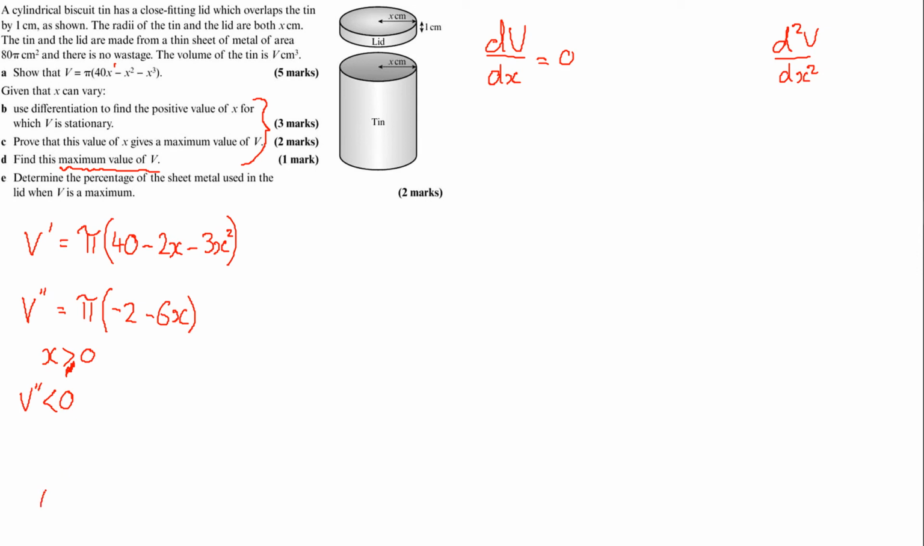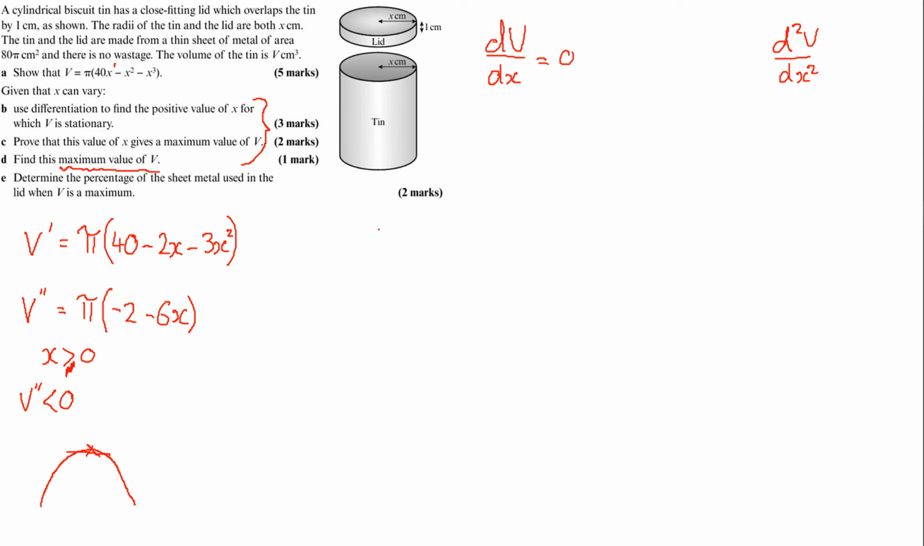So if I was to draw a graph, if it's always decreasing, there's only going to be one stationary point, and it is going to be a maximum. No matter what stationary point I get, you're going to get a maximum. Really, really helpful. So that actually answers part C, but let's go through and find out what that value will be.